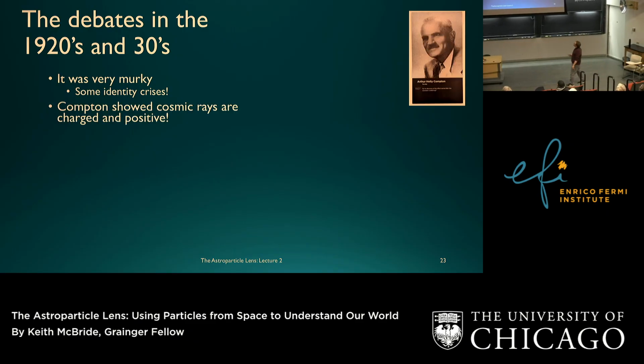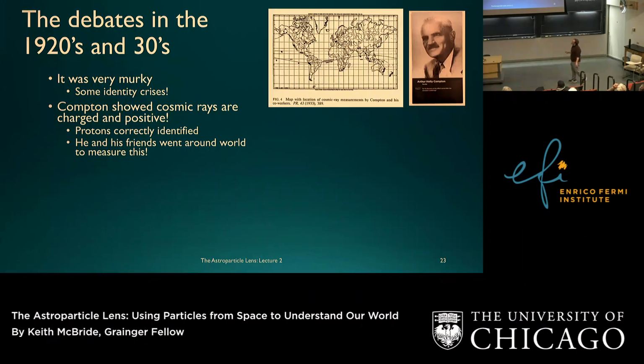And the interesting thing was, Compton showed cosmic rays are charged and positive. He went around the world to do this, right? He took a lot of his friends on extravagant journeys and measured the charged particles, the cosmic rays, everywhere, and proved they were positively charged. And other scientists at the time validated this theory. They said, yes, I can see that they're positive.